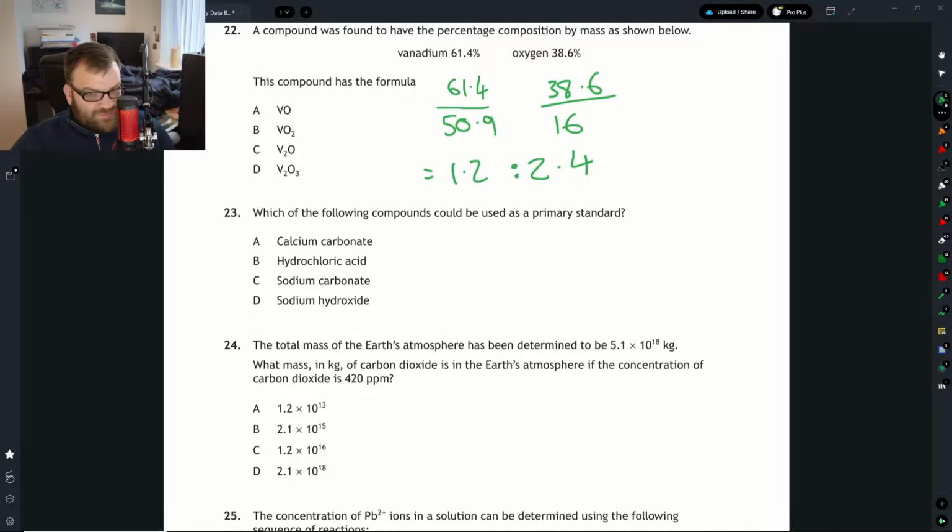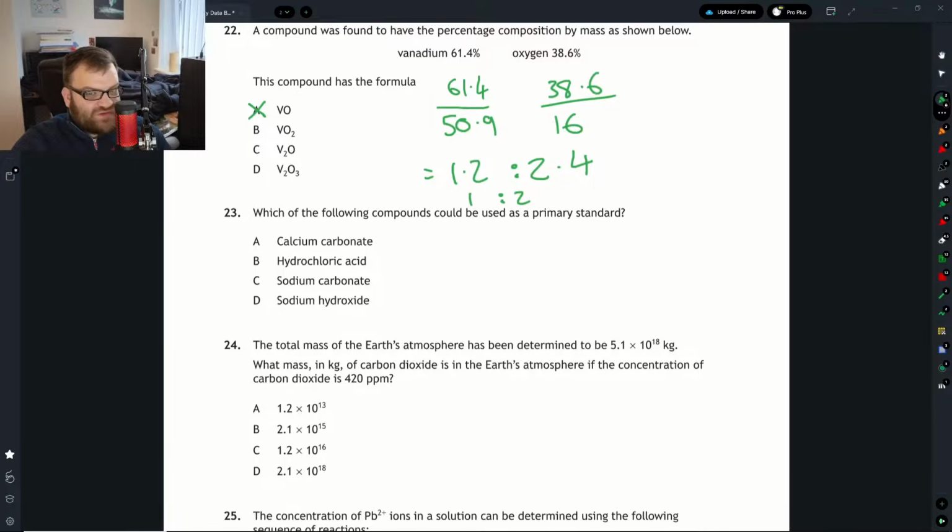If we divide both of them by the smallest number, we get a 1:2 ratio. We have a 1:1 ratio in the first one. We have a 1:2 ratio in the second. The ratio is the wrong way around. And the last one, it's a 2:3 ratio, so not right. 22 will be answer B.